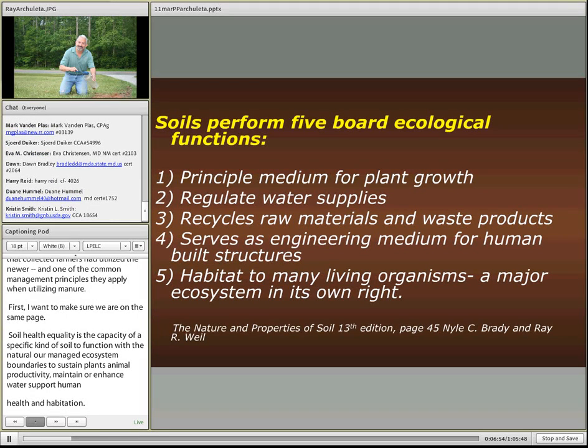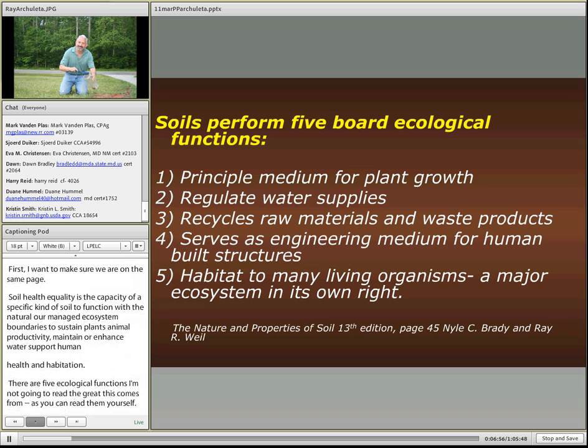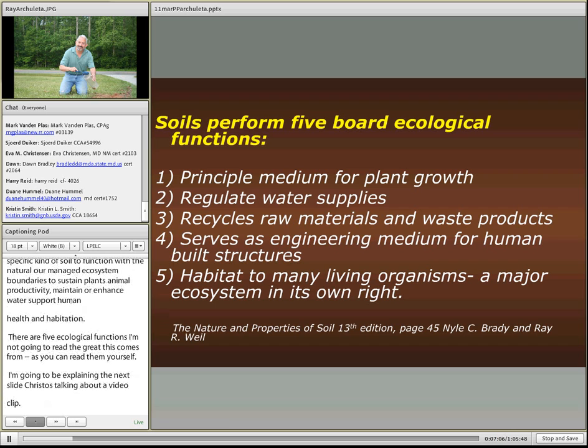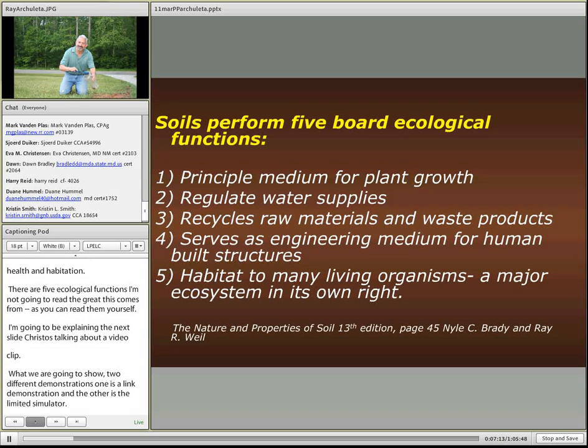Remember, Kristen was talking about there's going to be a little video clip. What we're going to show here is 2 demonstrations. One is this lake demonstration, and the other is the little miniature rain simulator. When I go across the country, and whether I talk before an audience, no matter if it's farmers, extension, or NRCS, or district employees, I always start off with this demonstration.